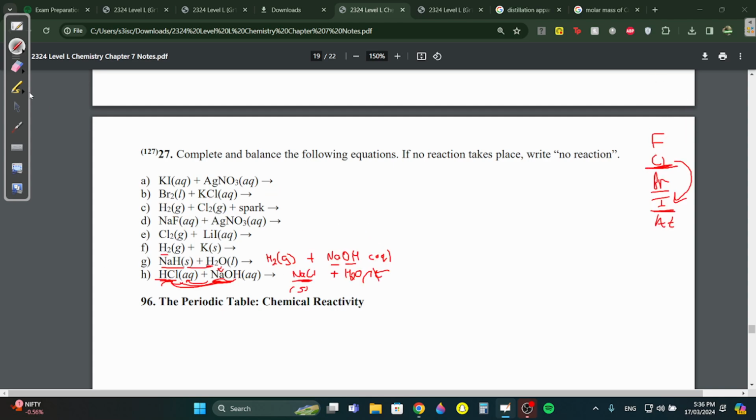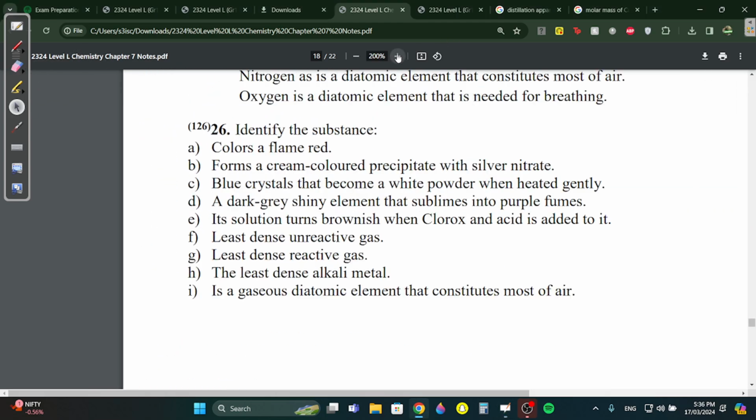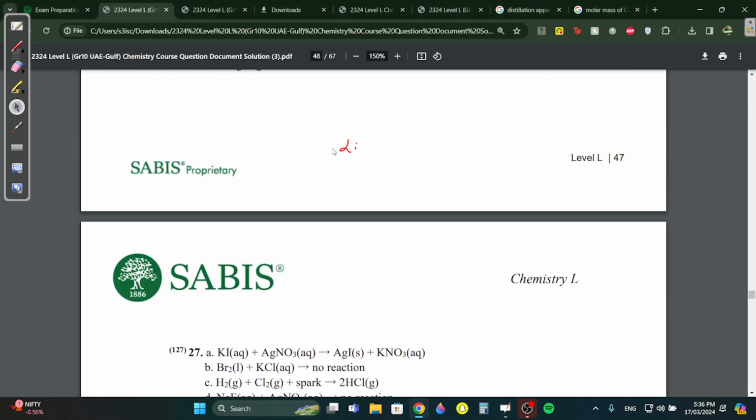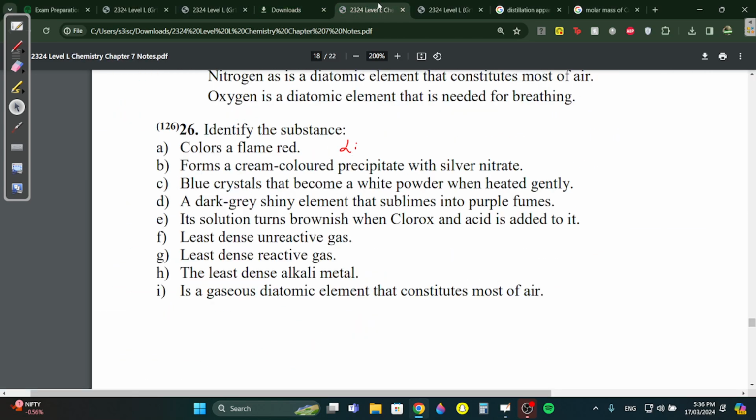That's it for these. I want to do question 26 also. Colors a flame red, it should be lithium. Let me just check the solution. Yes, lithium. Put the charge, Li+. Forms a cream colored precipitate with silver nitrate. If it's cream colored, that means it's Br-. Blue crystals that become white powder when heated?